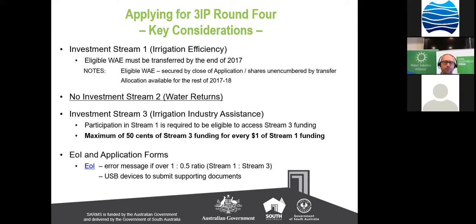The expression of interest form, we normally go through that in the information sessions. Won't go through that today. If you do have any concerns around the expression of interest form, how to fill it out, there are a number of prompts throughout the form, but our regional support officers will be able to help you in going through that. And the links are available on our website to be able to access that expression of interest form. We also do have some USB devices that are required to submit additional information.